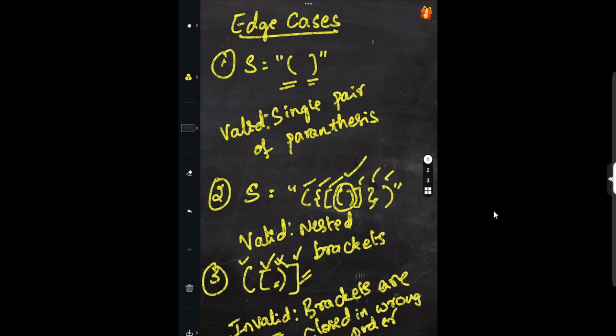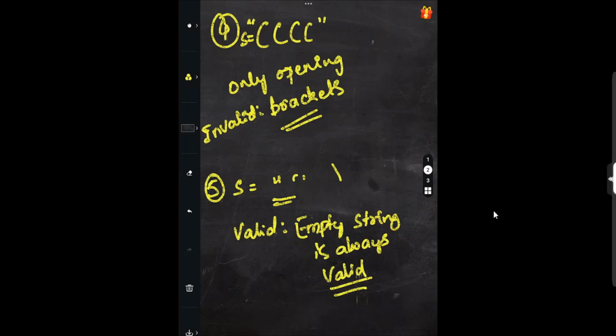So here, the first one is for the valid single pair of parentheses. The output will be true for this one, right? The second one is the valid nested brackets we saw. For this one also the output will be true. Here this is invalid because the brackets are closed in the wrong order. We saw this one, right? The output will be false for this edge case.